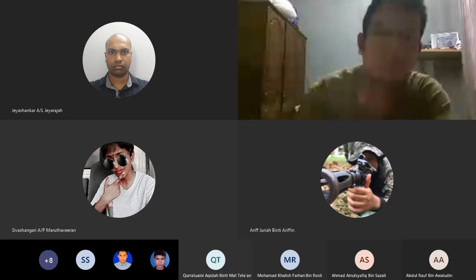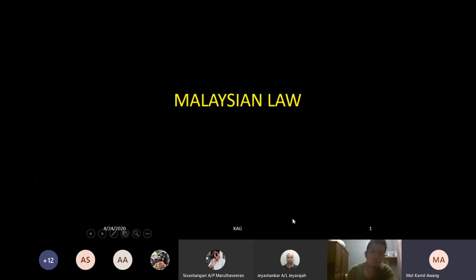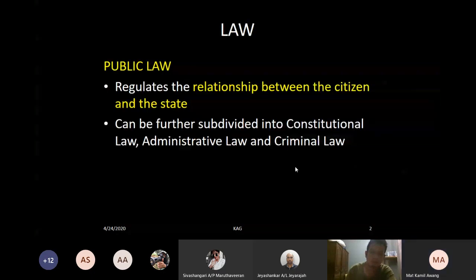Okay. Now we are going to the next topic, which is talking about the law related to the engineers in society. So in general, first we introduce the Malaysian law. Basically, you have the public law. Public law is to regulate the relationship between the citizen and the state. And this public law can be divided into three, which is constitutional law, administrative law, and criminal law.